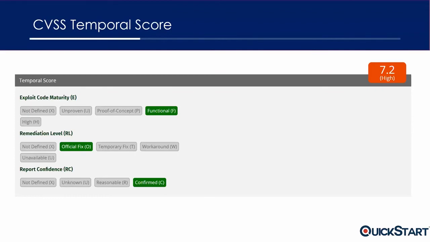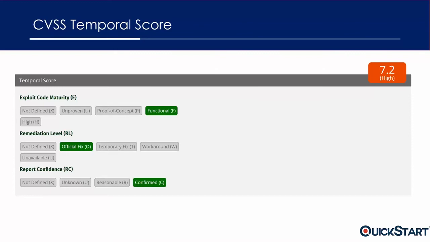Functional: we're able to recreate it in laboratory conditions, and we are seeing it exploited in the wild. And then high: we are seeing it exploited in the wild, and it is being exploited at a high rate.